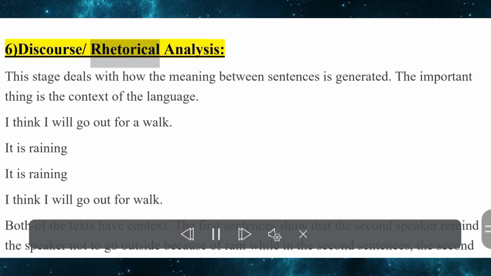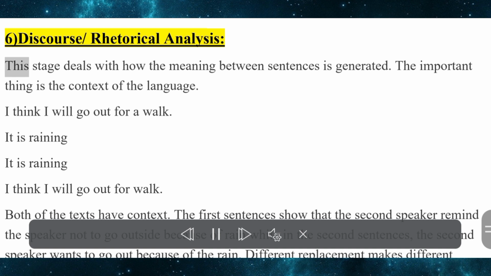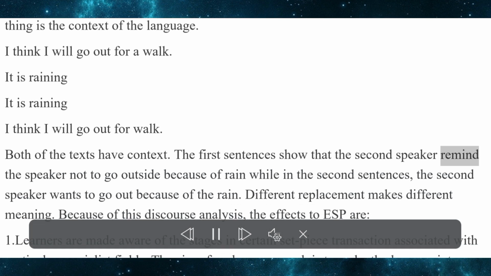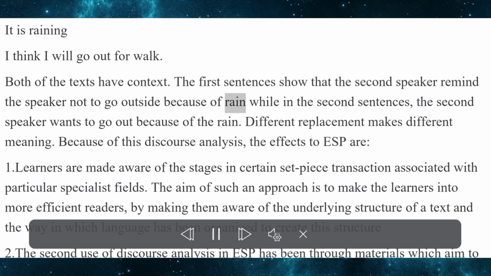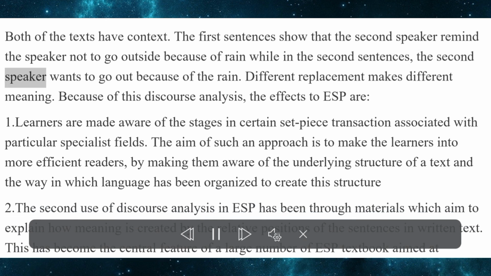6. Discourse rhetorical analysis. This stage deals with how meaning between sentences is generated. The important thing is the context of the language. I think I will go out for a walk. It is raining. It is raining. I think I will go out for a walk. Both of the texts have context. In the first, the second speaker reminds the speaker not to go outside because of the rain, while in the second, the second speaker wants to go out because of the rain. Different ordering makes different meaning.